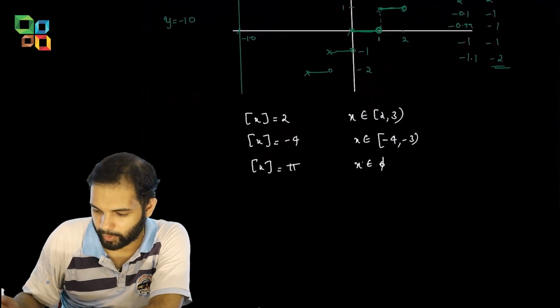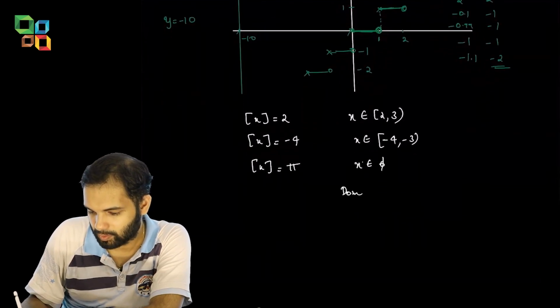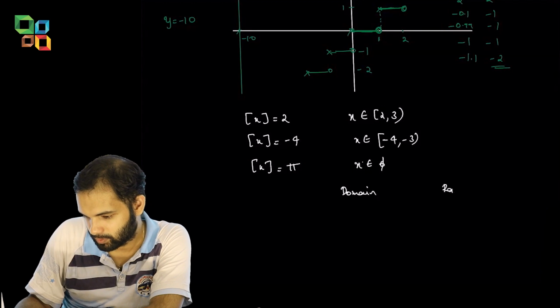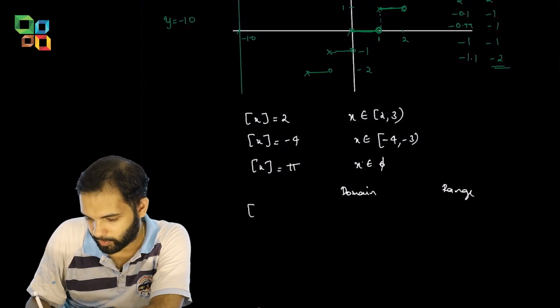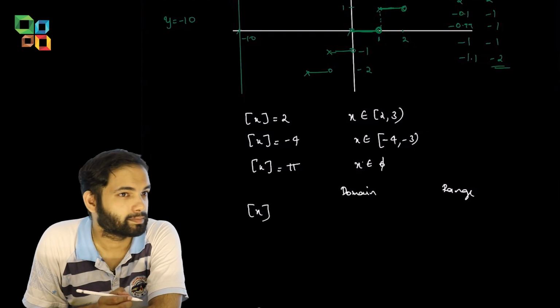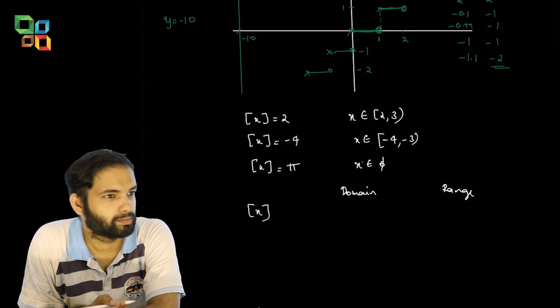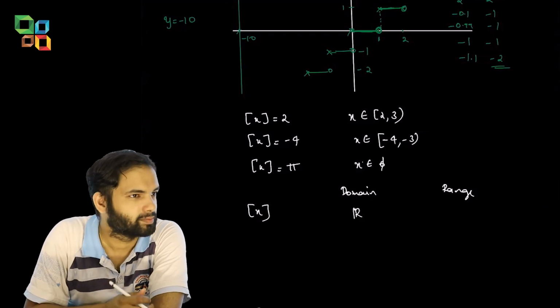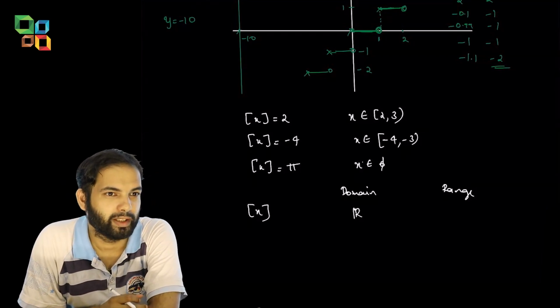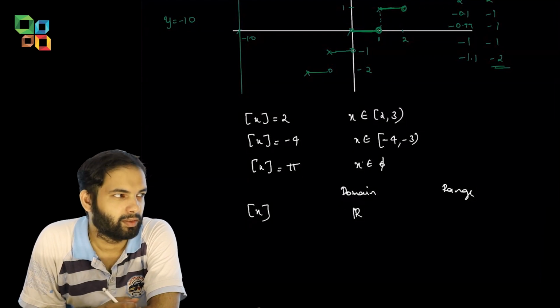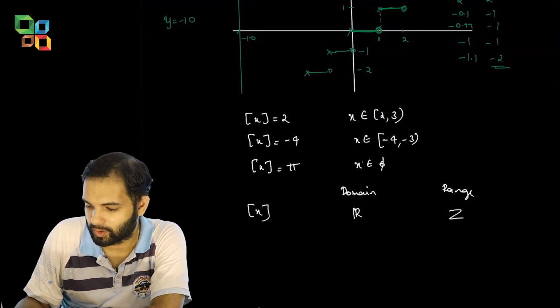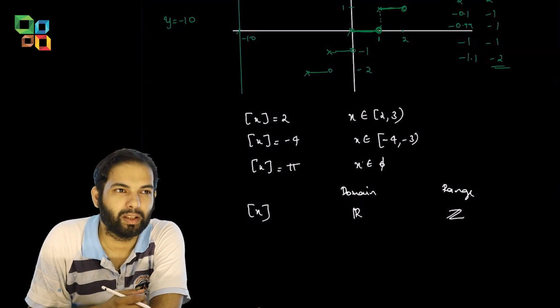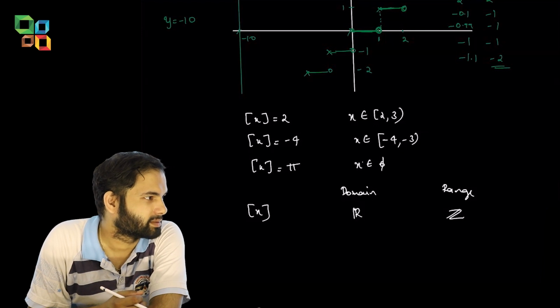Then for domain and range, what is your domain of the integer part? All real numbers. Okay, fine. What is the range? All real numbers? All integers. You're going to get your output only as integers, right? So it can't be all real numbers. Is it clear? The domain and range.